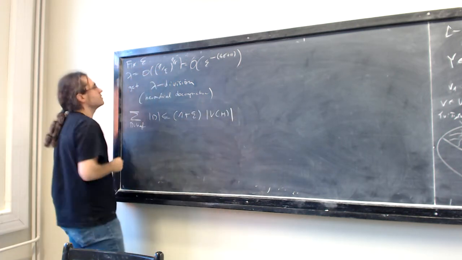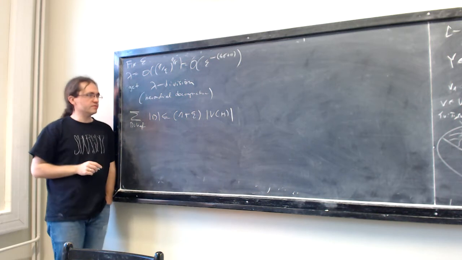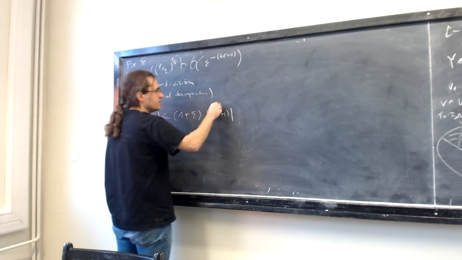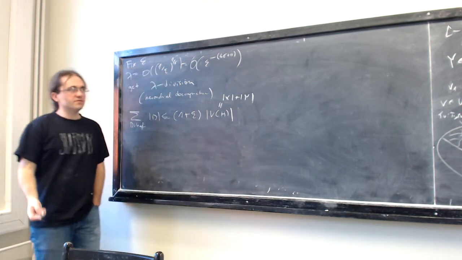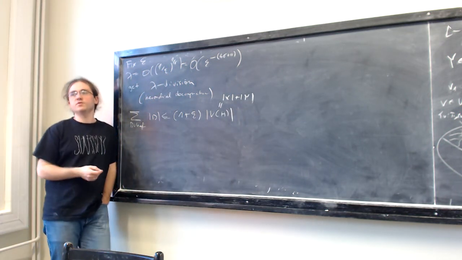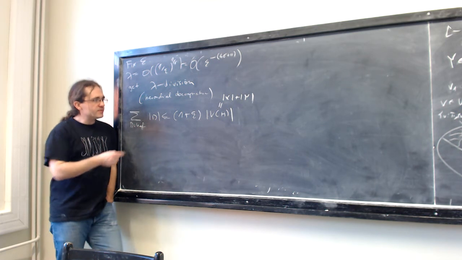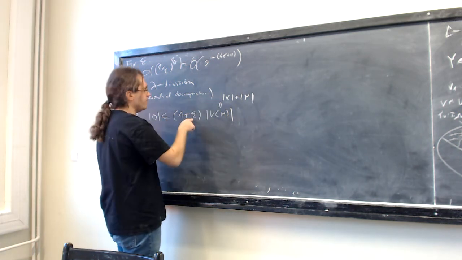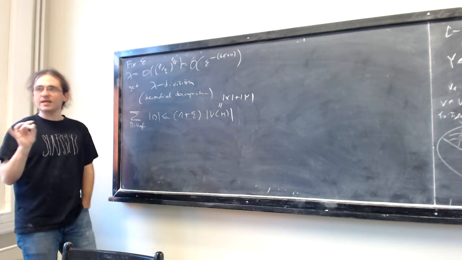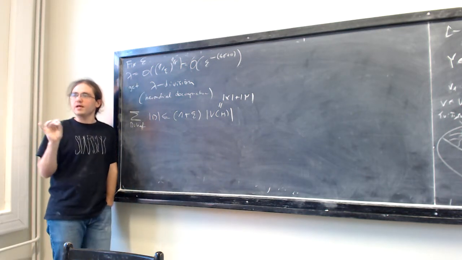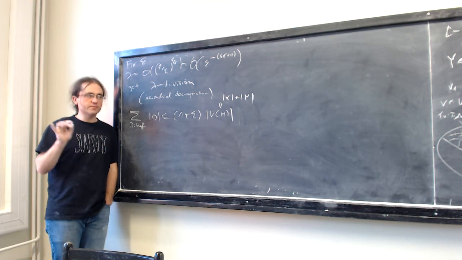The number of vertices is really the size of X plus the size of Y. There is a vertex for an X cluster and a vertex for a Y cluster. So epsilon times this is a good thing, right? Epsilon times this is epsilon times the total size of our two solutions. So this is more or less the error we can allow ourselves.